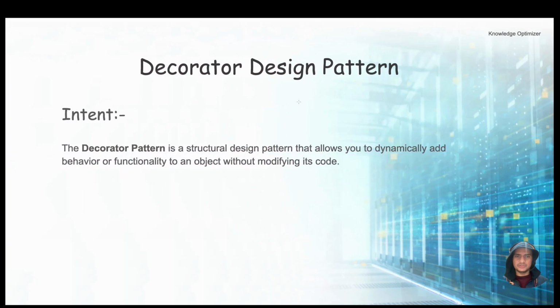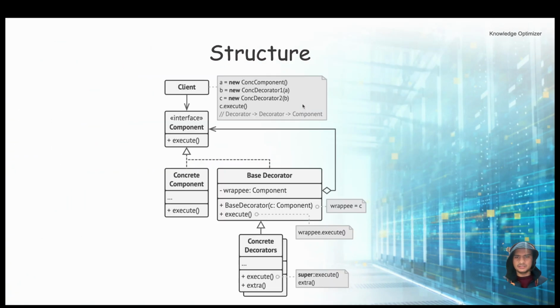Now moving to the structure part of it, it's basically simple. There would be one base decorator, then some concrete decorators, and further more decorators we are going to add. Similarly there would be a base component, a product interface, and concrete components. I'll show you through code what exactly this is.